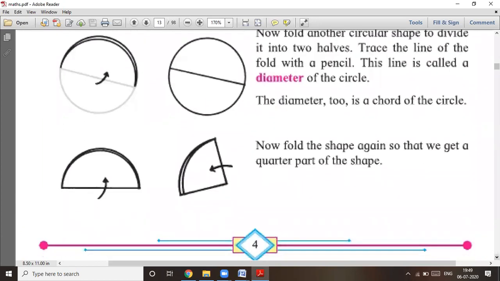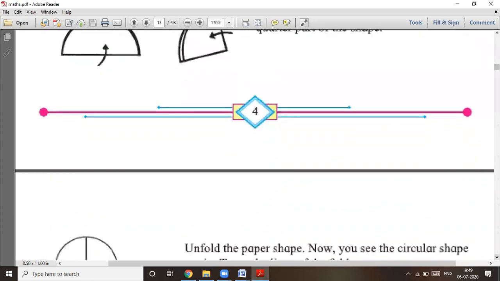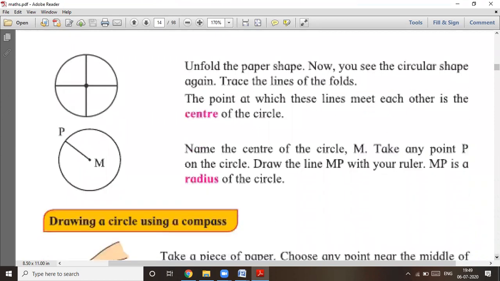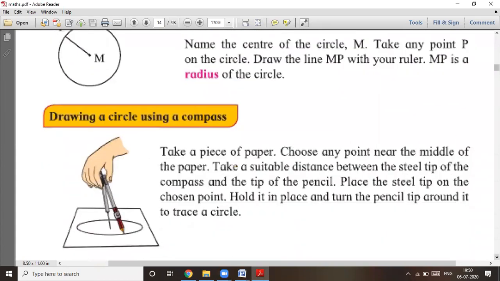The diameter too is a chord of the circle, and see the radius. This is the radius, and this is the center. This is the middle point. This is the center, and this is your radius. So we have seen four important things in a circle: center, radius, diameter, and chord.